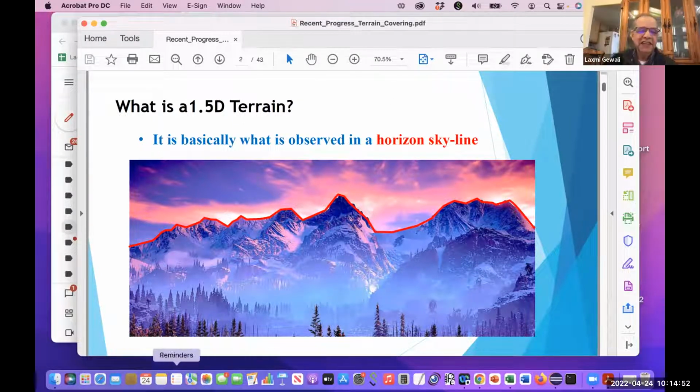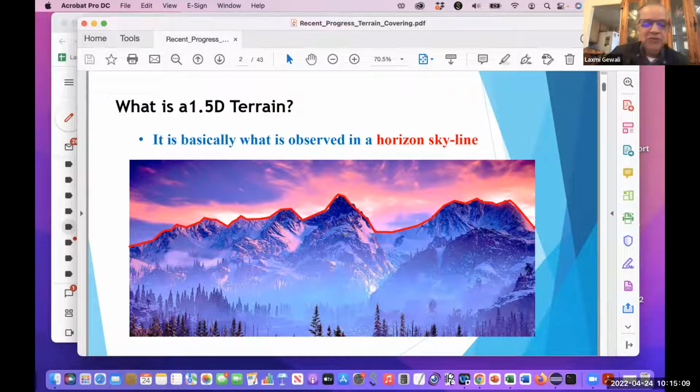So let me see it. Here is a horizon. The red chain of line segments, you see it. This is a simple modeling of the horizon.